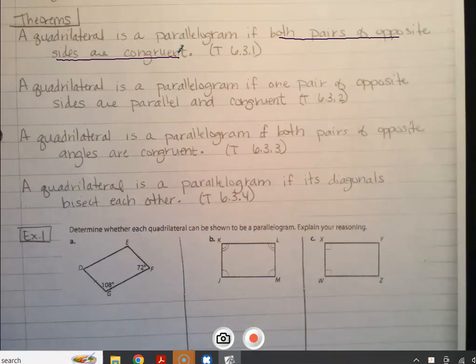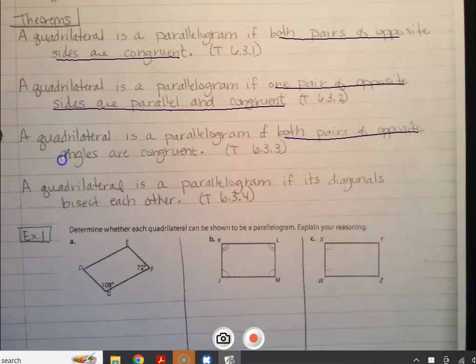Next, a quadrilateral is a parallelogram if one pair of opposite sides are parallel and congruent. So if we can prove one pair of opposite sides are parallel and congruent, then we can say it's a parallelogram. A quadrilateral is a parallelogram if both pairs of opposite angles are congruent. That was a trippy one, right? All of a sudden we switched to angles. If both pairs of opposite angles are congruent, then it is a parallelogram. And the last one: a quadrilateral is a parallelogram if its diagonals bisect each other.